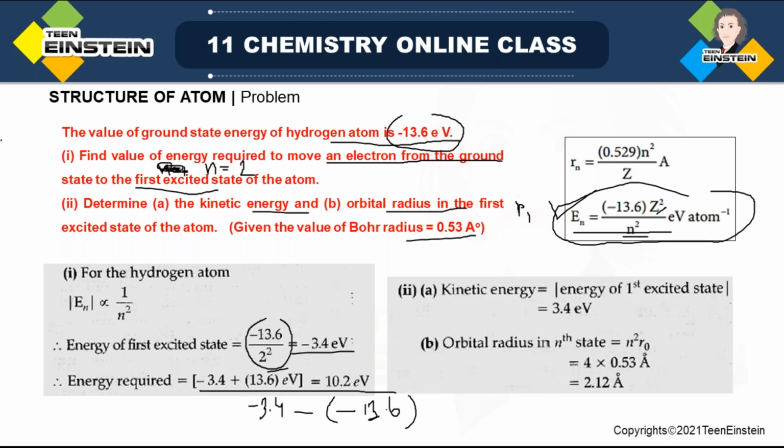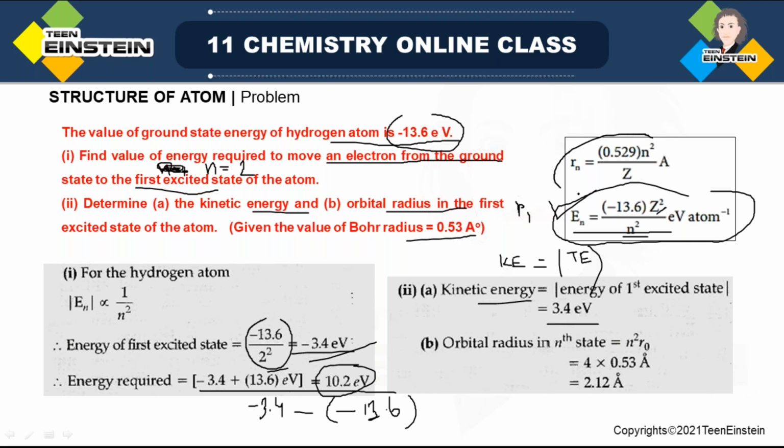And the second part is kinetic energy. Remember, we have already derived that kinetic energy is numerically equal to total energy, that is why there is a mod sign. So if you want to know the kinetic energy for the first excited state, that is for n equal to 2, it is the numerical value of total energy. The energy of the first excited state is minus 3.4, but if you take the mod value, you will get the numerical value, which is the kinetic energy, 3.4.